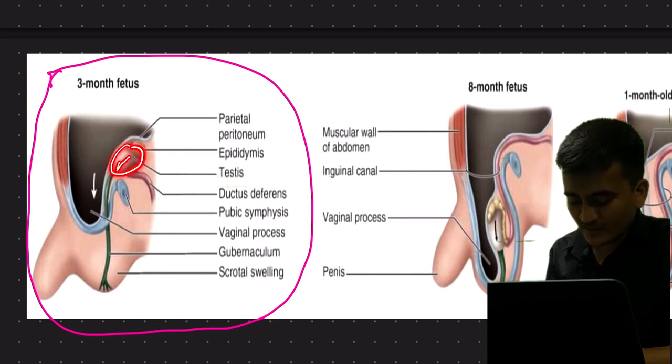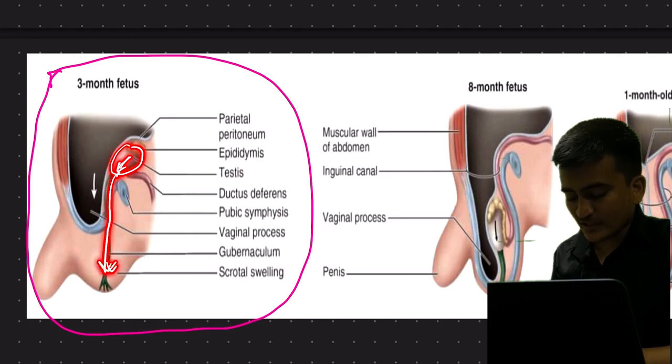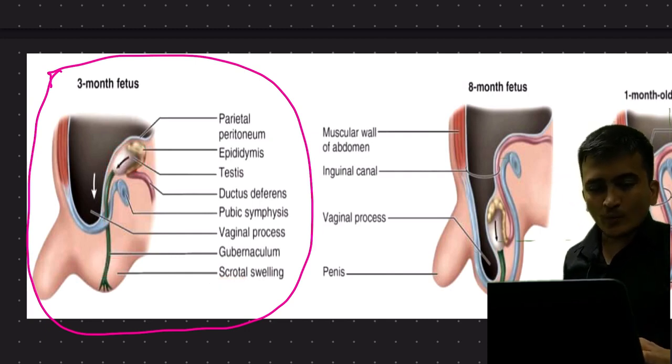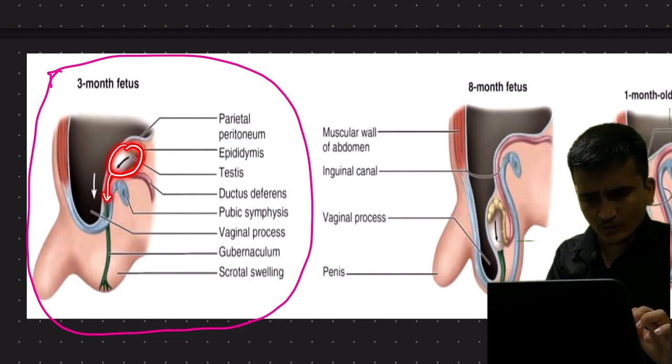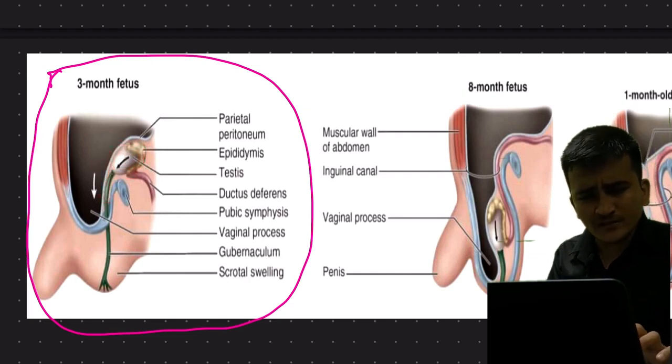Now here you can see the direction. What is this direction showing? This direction is showing that this testis is being taken to the scrotum, right? When the testis is descending down, it will bring some of the anterior abdominal wall layers into the scrotum.